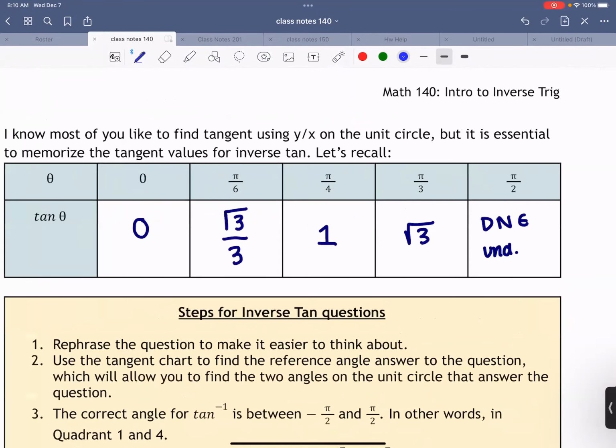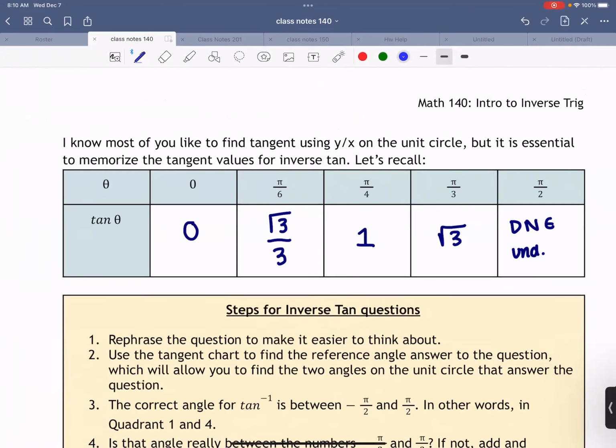Now, tangent is not as easy as just taking a look at your unit circle and figuring out what the y value is and what the x value is. Tangent takes a little bit of work to figure out what the values of tangent are. And this is where memorizing this chart becomes really, really important because it helps us easily go from inverse tangent to the angle. Okay, now we went through this chart. These are things that you have to know. These are all the tangent values in the first quadrant.